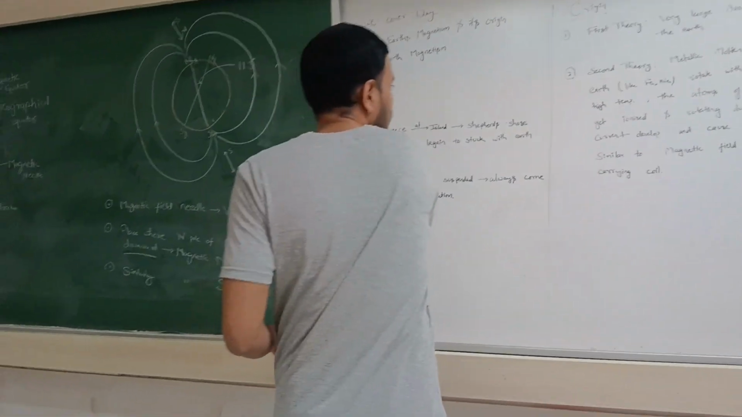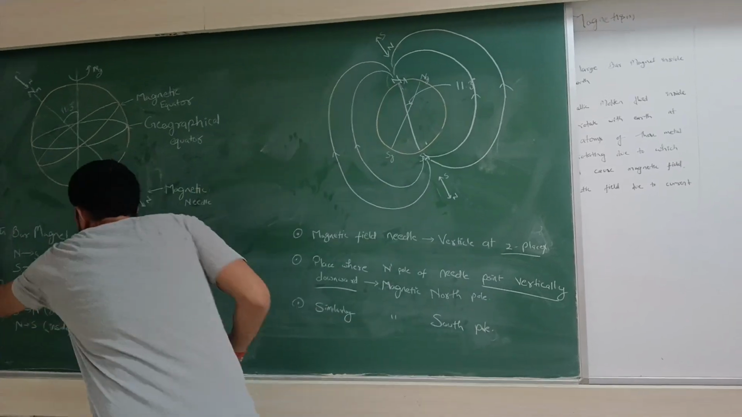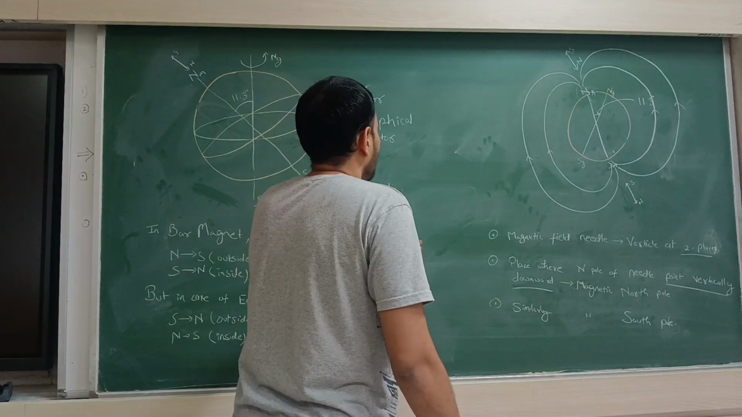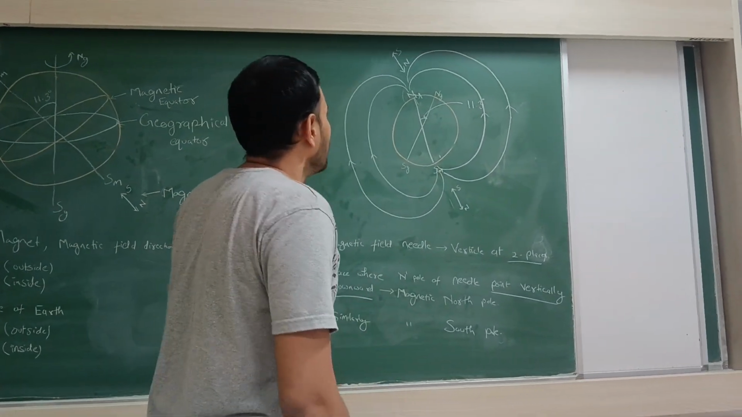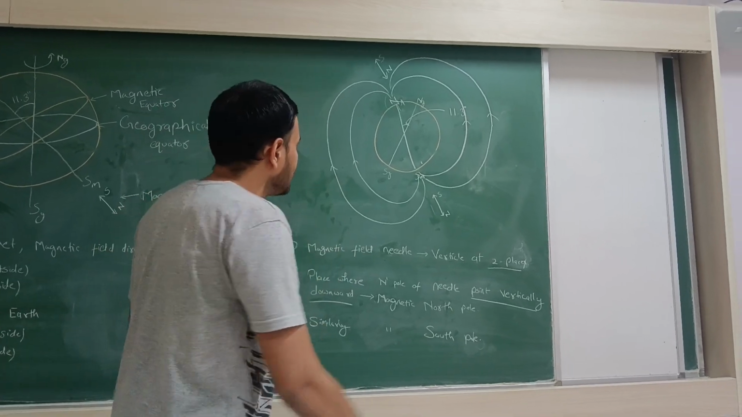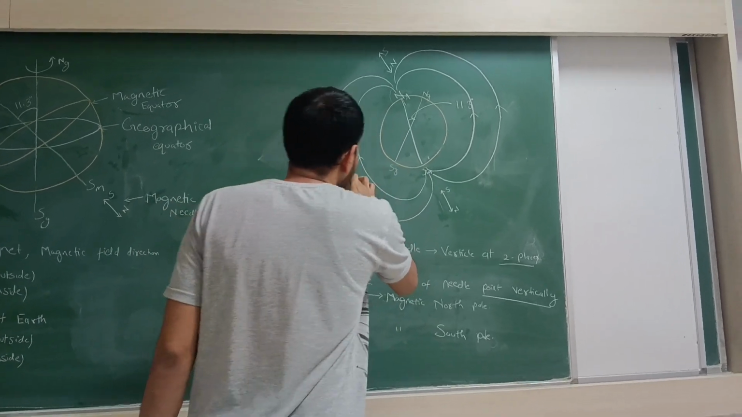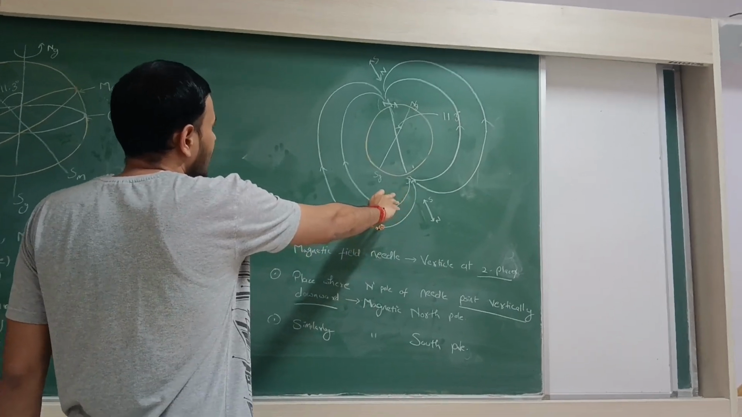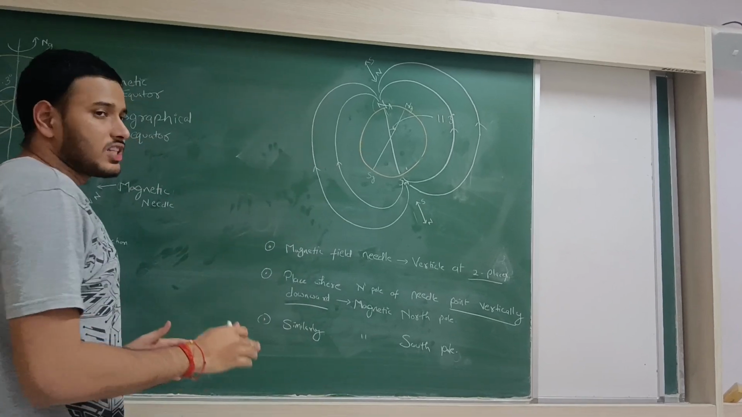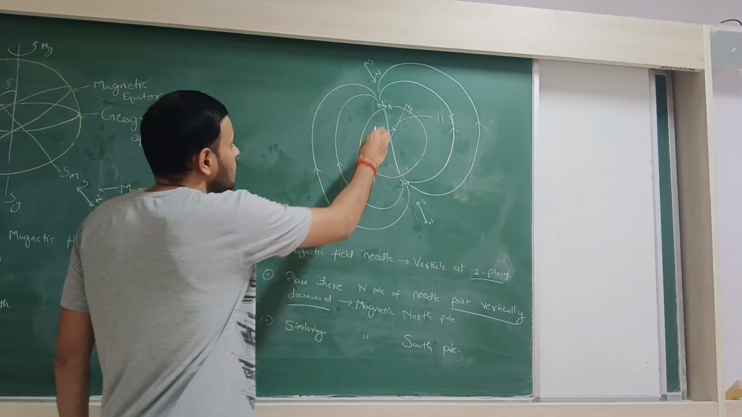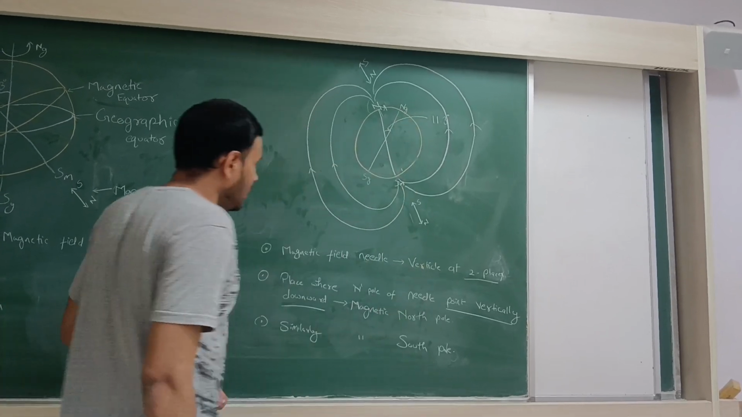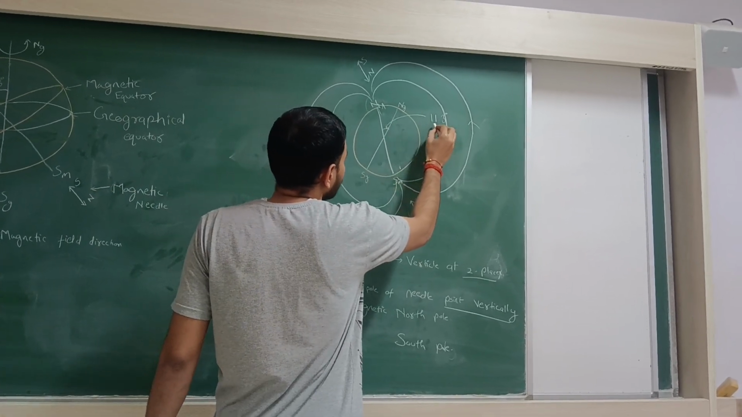Now we are moving to the magnetic field lines of the Earth. Here we can see that the magnetic field lines originate from the magnetic south and go towards the magnetic north. The interesting point to note here is that there are two poles. One is the magnetic north pole and the second one is the geographic north pole. And the angle between these is 11.3 degrees.